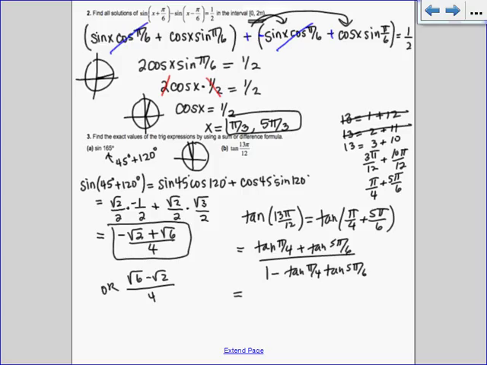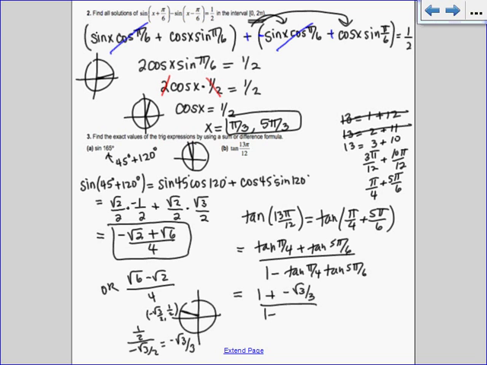Tangent of pi over 4, since it's sine over cosine, is root 2 over 2 divided by root 2 over 2, so it's 1. Tangent of 5 pi over 6 is a little bit harder. It's right here, the point that is negative root 3 over 2 comma 1/2. If you do 1/2 divided by negative root 3 over 2, you end up getting negative root 3 over 3. And you can check, you will get that.